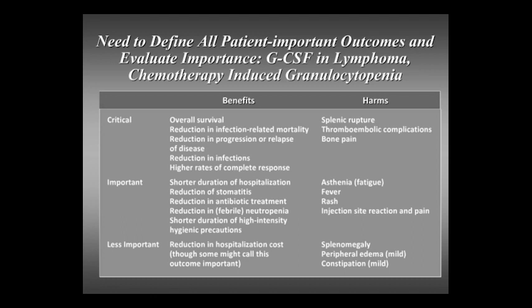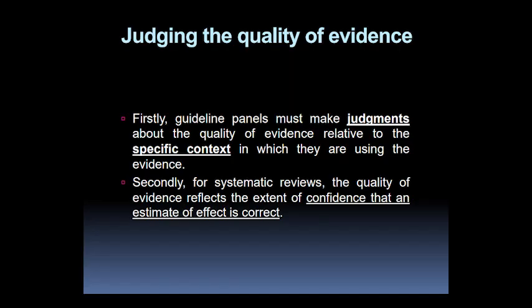Compared, for example, if we say reduction in hospitalization costs, it is not that important from a physician perspective or even a patient perspective, but this could be important from the administration perspective. The second important thing about guidelines is when you try to judge the quality of evidence. So you can say that evidence or that paper or that guideline is important in this particular context. You cannot apply it to all patients and all outcomes.